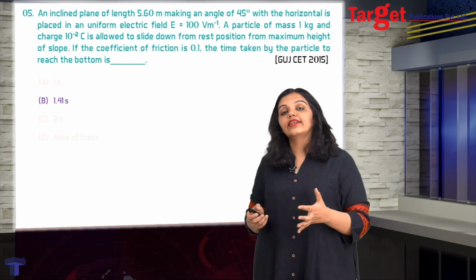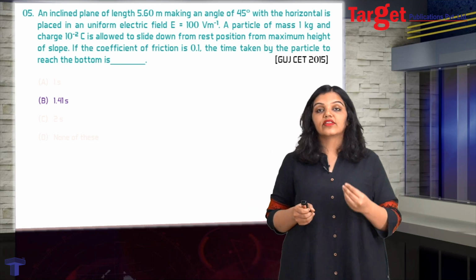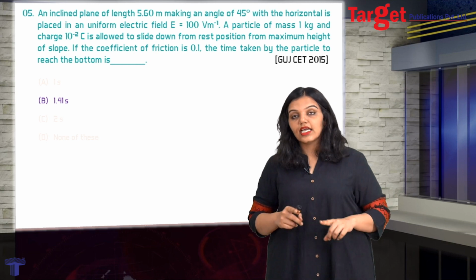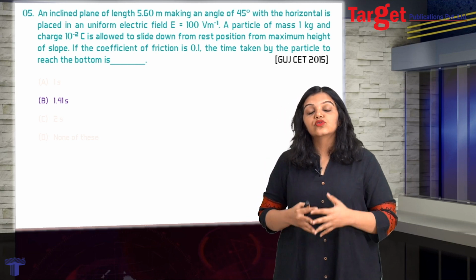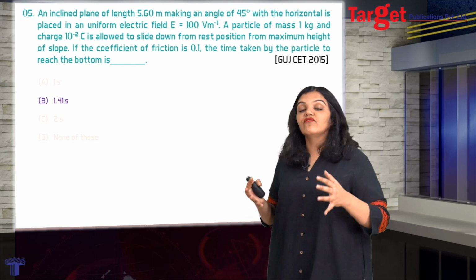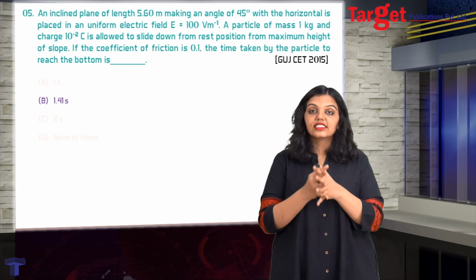Now, the goal is to find out how to solve the sum and how to arrive at the correct answer. But the reason I have chosen this sum as the fifth and the last example of this chapter is to show you that sometimes we have multiple concepts involved in the same sum.